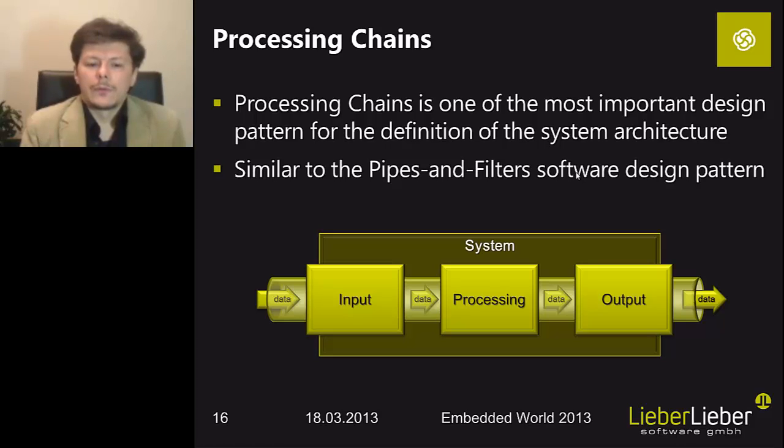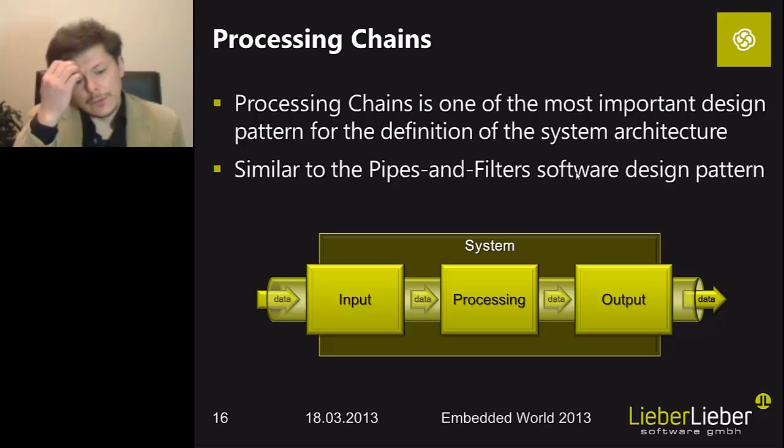So, before we continue with architectural topics, let me spend a few words on processing chains. Processing chains are one of the most important design patterns for the definition of the system architecture. It is very similar to the software design pattern named pipes and filters. And what is it about? What does it mean?